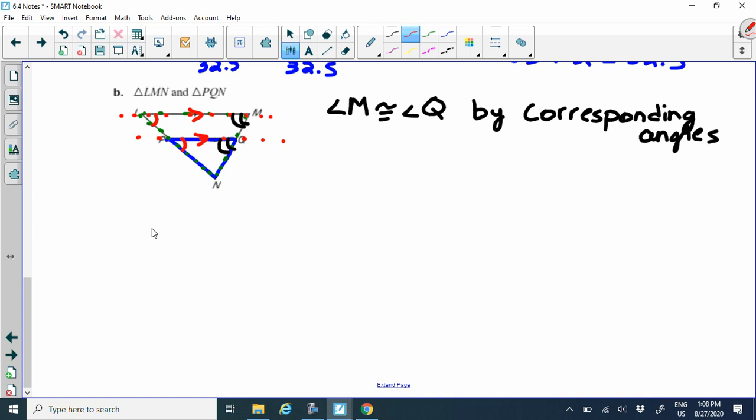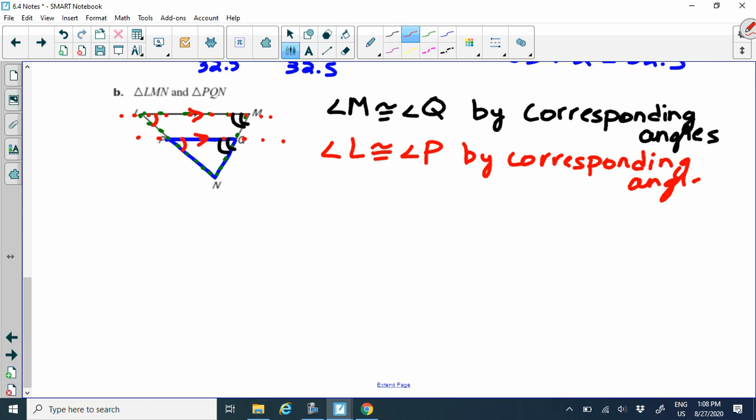L and P are going to be the same thing. So angle L is congruent to angle P by corresponding angles. They are corresponding angles. And you might get confused with this: this is only true because two of the lines are parallel. And we know they're parallel because they have those little arrows.